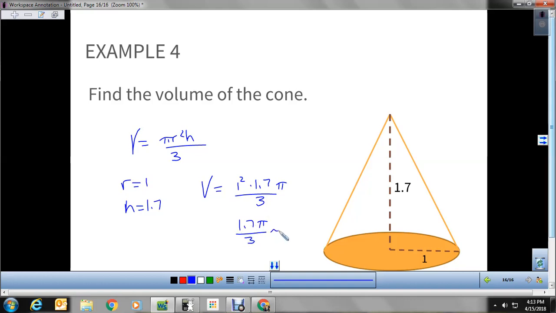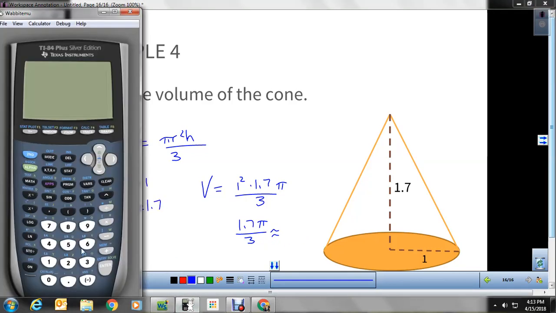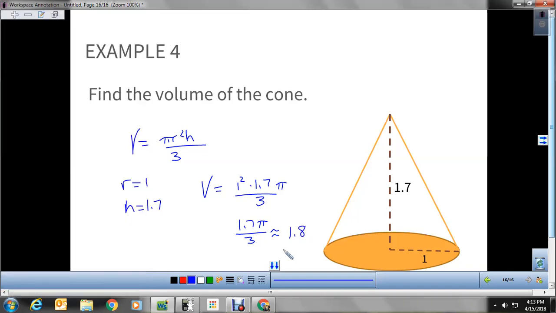So now this decimal form here is going to be 1.7 times pi divided by 3. So we'll plug that in our calculator. 1.7 times pi, and then I'm going to divide that by 3, and that's going to give me 1.78. So rounded to the nearest tenth is going to be approximately 1.8. So 1.8 units. All right, so I want you to try the next one.